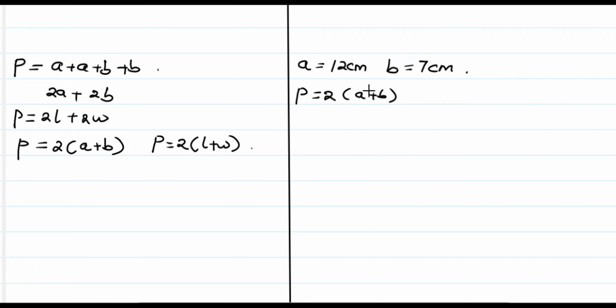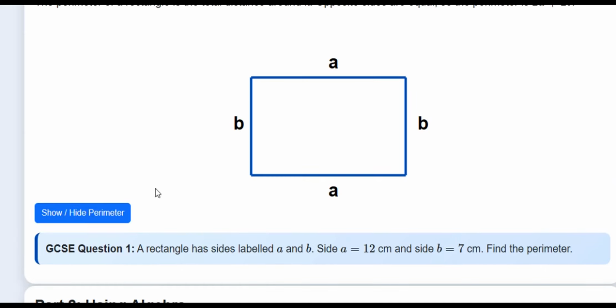So I can say the perimeter P is equal to twice into 12 plus 7, like that, which now becomes 12 plus 7 is 19. So it becomes twice into 19, which is 38 centimeters. And that becomes the perimeter of this rectangle here.